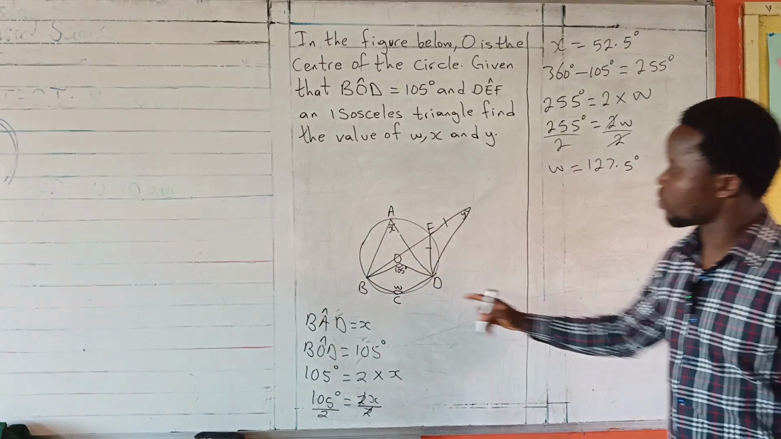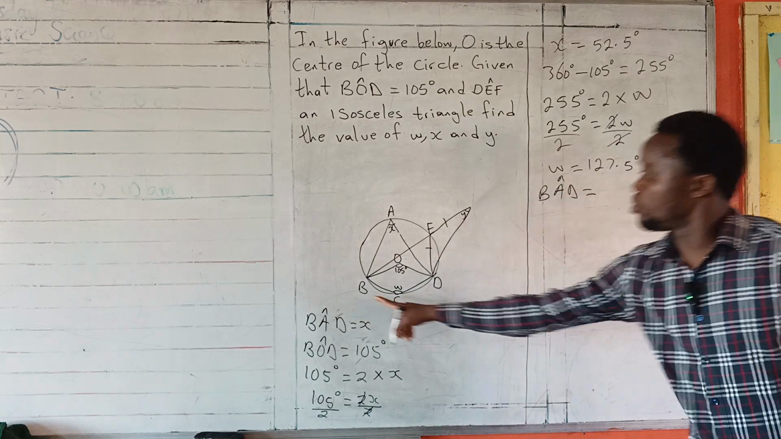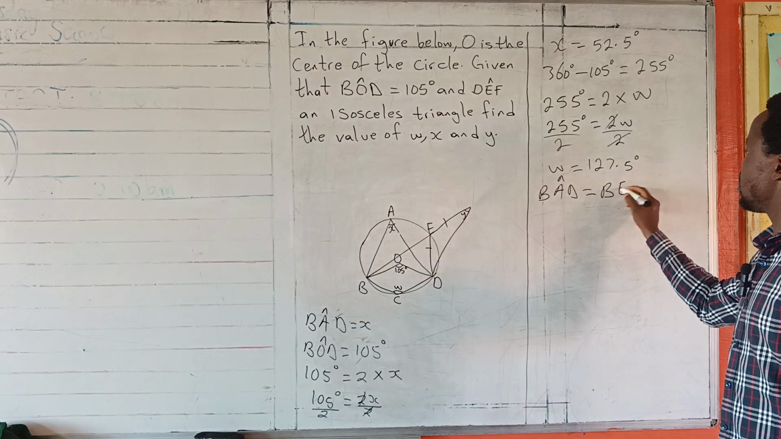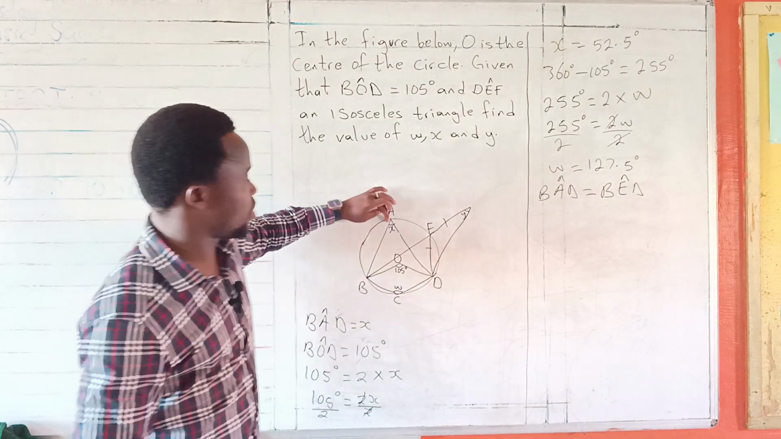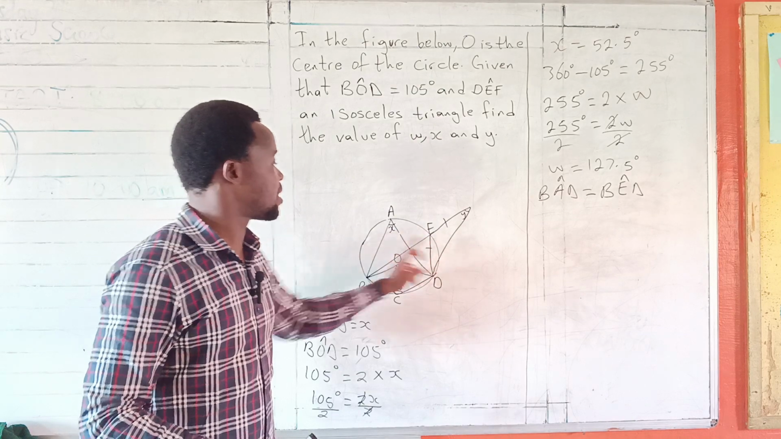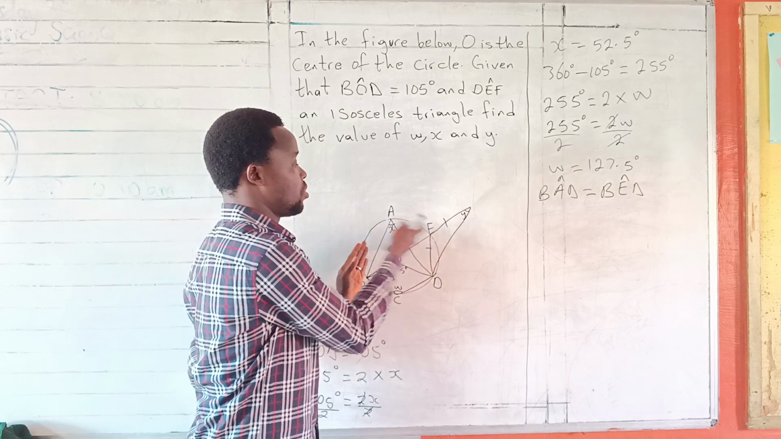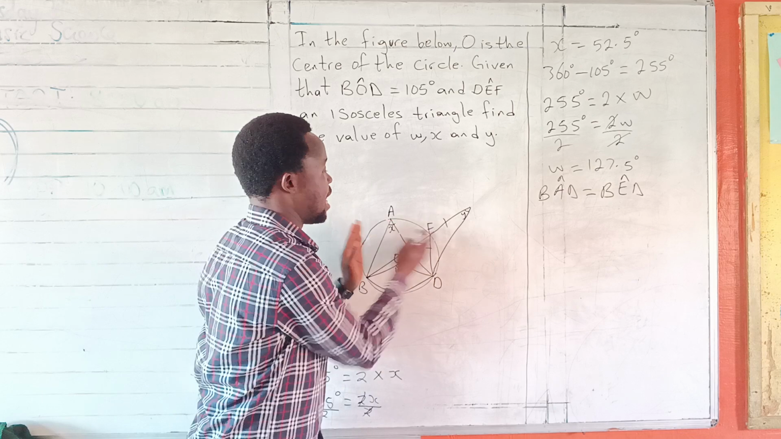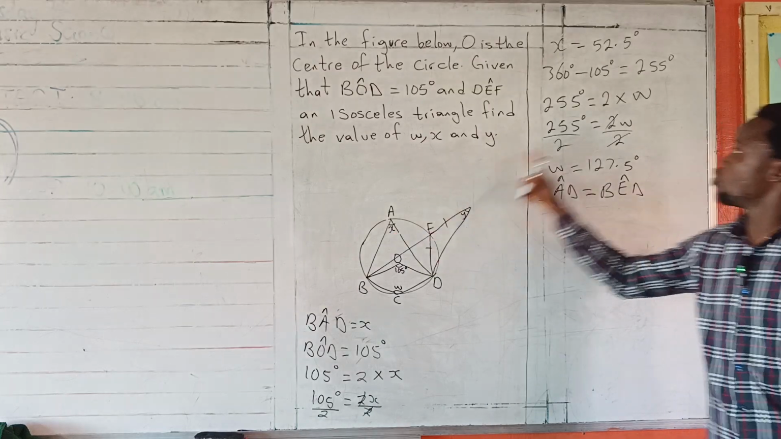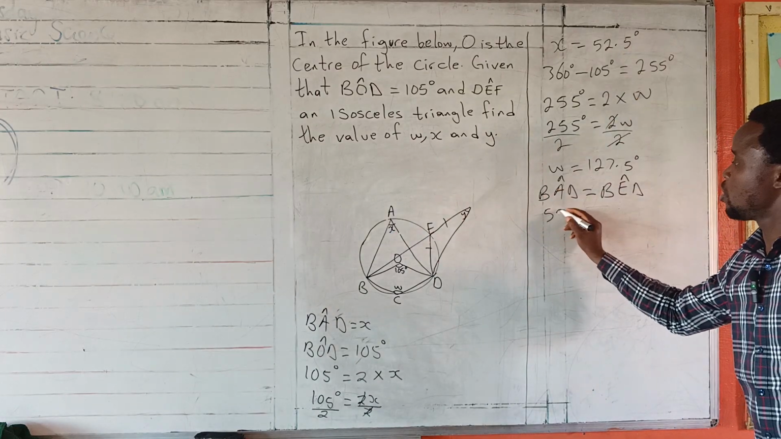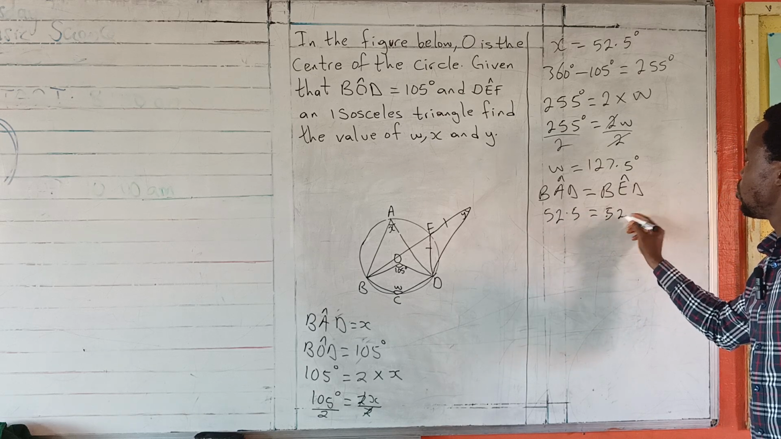Now, there's another law that says BAD is equal to BED. Why? There's a theorem that says angles at the circumference subtended by the same arc are equal. So if here is 40, here too is 40. Since we have gotten X to be 52.5, this one too is also 52.5.